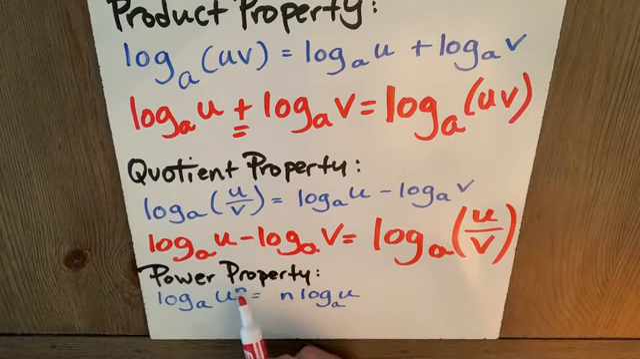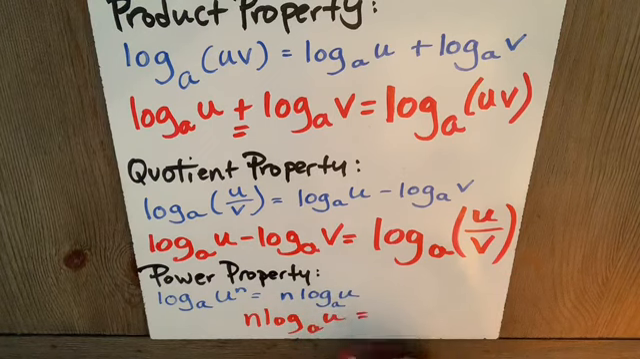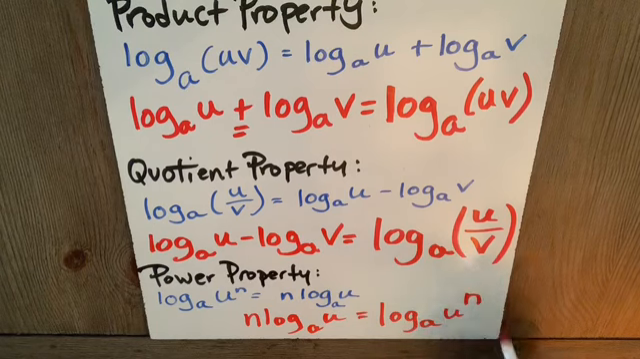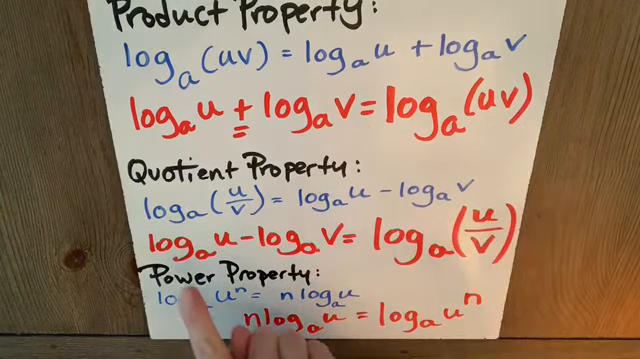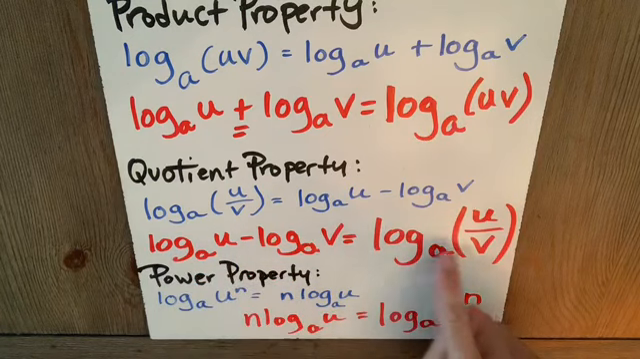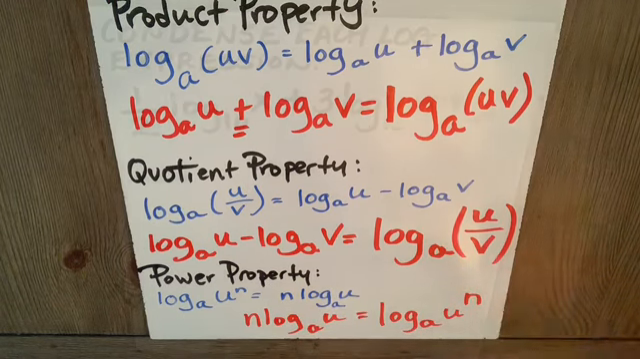And lastly, log base a of u to the n. What happened with this exponent n is it became the coefficient. So what you also have to understand is that n log base a of u becomes log base a of u to the n. I take that coefficient and I bump it up. Notice what's happening. When I go this way in red, I'm condensing. Two logs become one. Quotient property, two logs become one. I'm condensing. And here, this is often my first step when I'm condensing. The coefficient becomes the exponent.